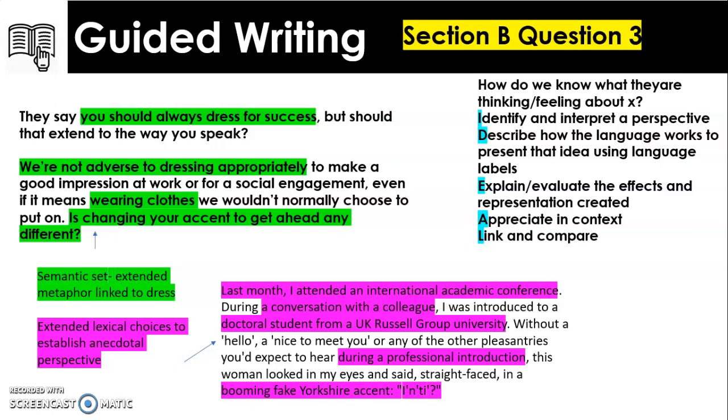You could talk about the adverbial "last month", the use of the pronoun "I". You could talk about the lexical set that establishes the professional credentials of Katie Edwards: academic conference, colleague, professional introduction, doctoral student from a UK Russell Group University. And then actually the real crux of this anecdotal story, that Katie Edwards was insulted by this student, that this student bypassed professional pleasantries and went straight in with a moment of ridicule and mockery. So you could talk about that lovely cohesive link back to the headline. So we've got lots of potential things that we can do.